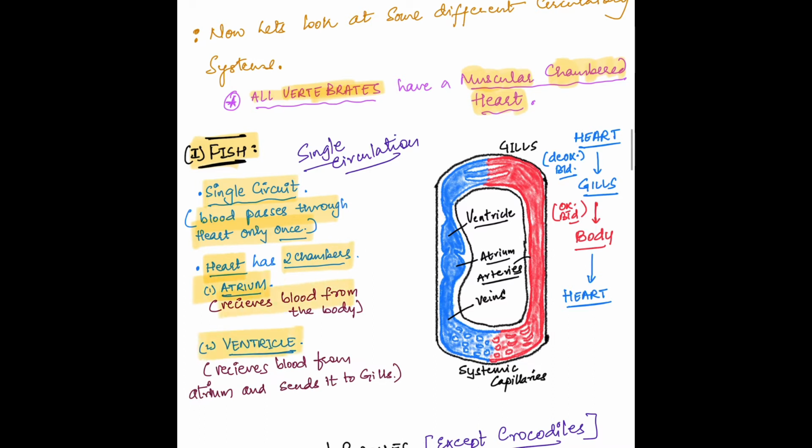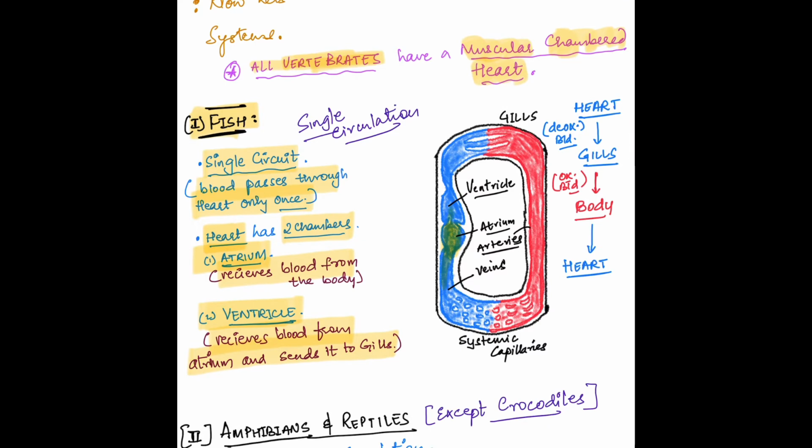Atrium receives blood from the body and pumps this blood into the ventricle. Ventricle then sends this blood to the gills for oxygenation. So in the diagram we can see that atrium receives deoxygenated blood from the body and this blood goes into the ventricle. Ventricle then pumps this deoxygenated blood to the gills. Blood gets oxygenated in the gills and this oxygenated blood is supplied to the body parts.